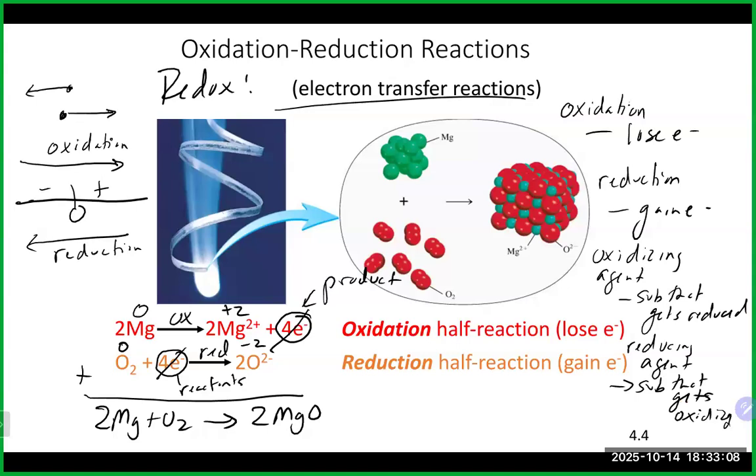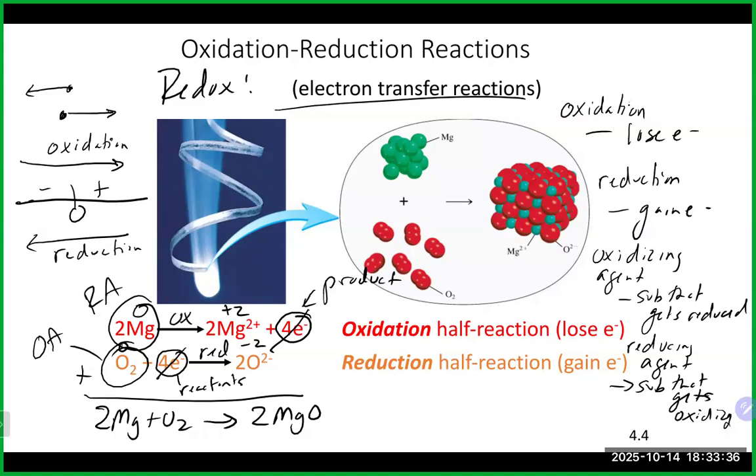So in this particular case, our magnesium is getting oxidized. It is the reducing agent. When magnesium loses its electrons, it allows oxygen to gain them and get reduced. So it's causing oxygen to be reduced. The oxygen here is our oxidizing agent. In order for oxygen to gain electrons, it's got to cause somebody else to lose them and get oxidized. So that is known as the oxidizing agent.